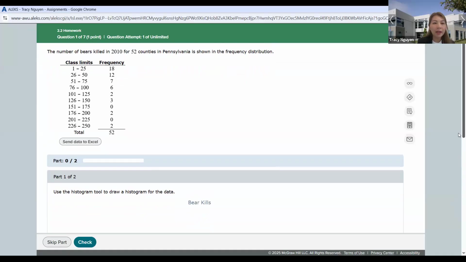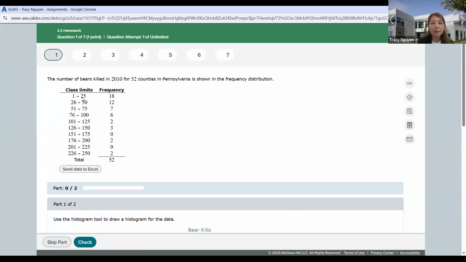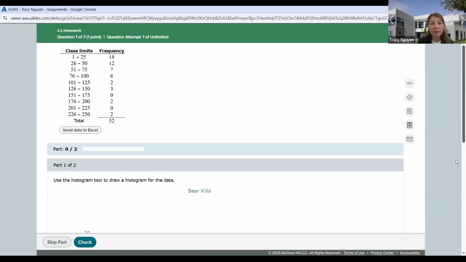All right, so class limits go from 1 to 25, frequency of 18, 26 to 50, frequency of 12. I'm going to bring it down for you to see here. On the horizontal axis, you already have the class boundaries done for you. Given the class limit from 1 to 25, meaning that we have whole number data, our class boundaries, we're doing it by 0.5, so the first one is from 0.5 to 25.5. And we're going to graph it up to 18.